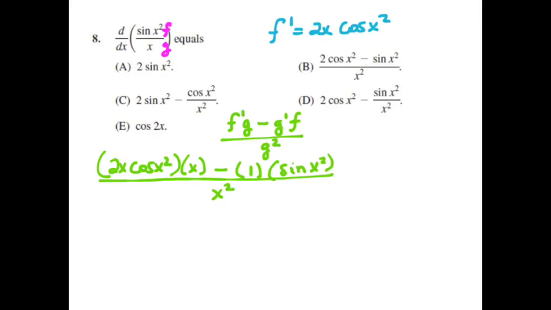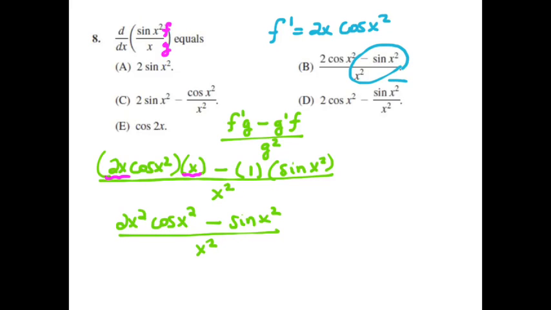In my first term here, I've got 2x and an x. I can multiply those together and get 2x squared times cosine of x squared minus sine of x squared all over x squared. And now if I look at my answer choices, I still don't see anything that looks like that. We are kind of close here. Seems like that sine of x squared over x squared, we need that, and we have that, but we don't have the front part of this correct yet.